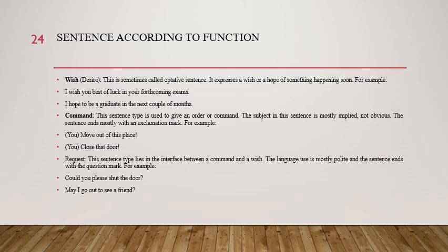Wish or desire. This is sometimes called an optative sentence, which expresses a wish or hope of something happening soon. For example, I wish you the best of luck in your forthcoming exams. I hope to be a graduate in the next couple of months. Command. This sentence type is used to give an order or command. The subject in this sentence is mostly implied, which means that it is not as obvious as in other cases. So the sentence mostly ends with an exclamation mark. For example, you move out of this place! Shut the door!